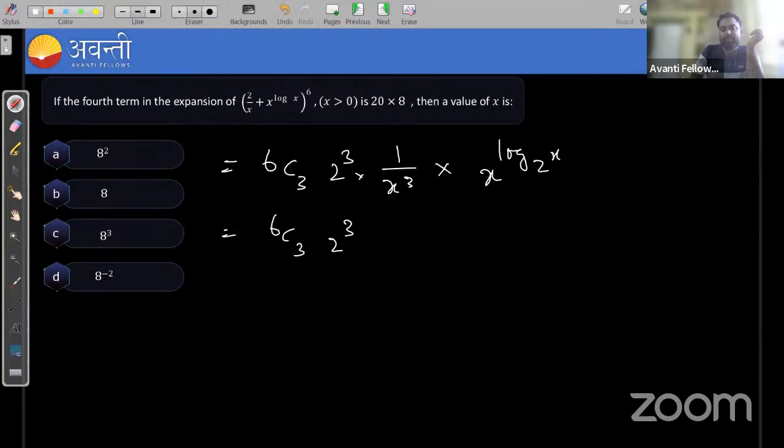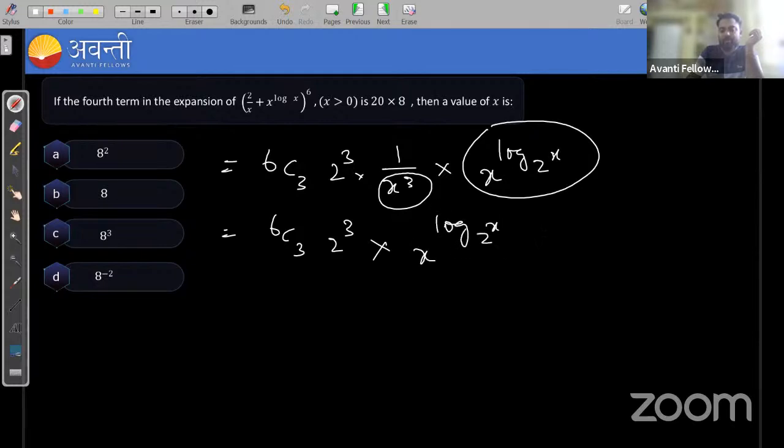6C3 2 to the power 3 into, here we are having x cube and here we are having x to the power log of x to the base 2. So this becomes x to the power log of x to the base 2 minus 3, right? Yeah, minus 3 we are having. And this is my T4, right? So T4 is already given as 20 into 8 to the power 7, right? 20 into 8 to the power 7.